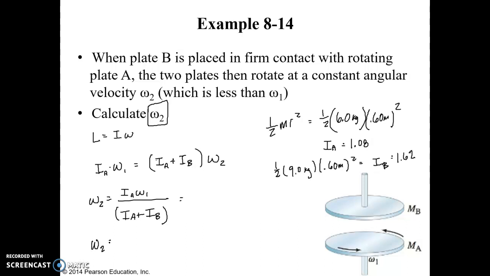So our omega 2 is going to equal 1.08 times angular velocity 1, which was 7.2, over 1.08 plus 1.62. And that equals 2.88, or 2.9 radians per second when rounded to two significant figures. So that is the final angular velocity when these two plates come together and act as one.